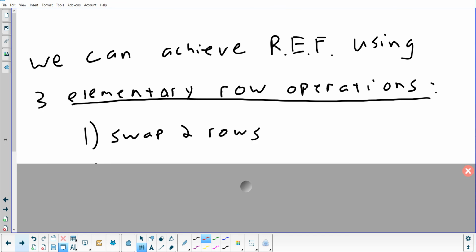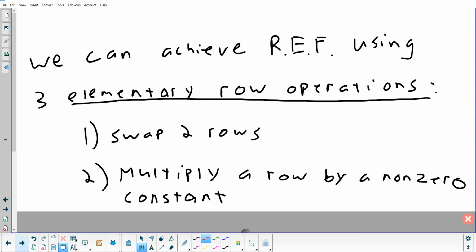First thing you are allowed to do is you can take any 2 rows and swap them. Swapping 2 rows in a matrix doesn't affect the answer. It's basically just like if I gave you the equations in a different order. That's all.